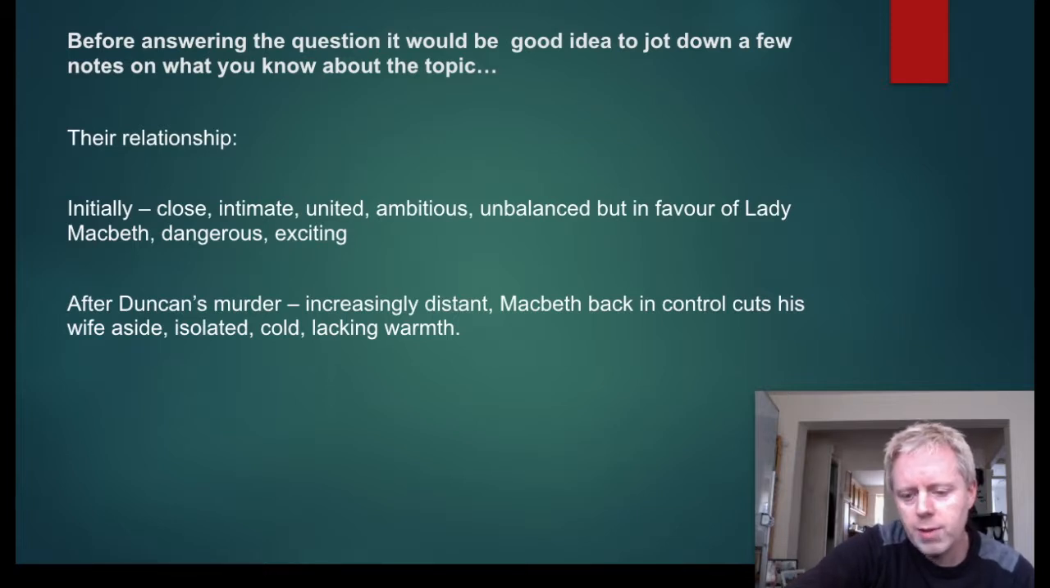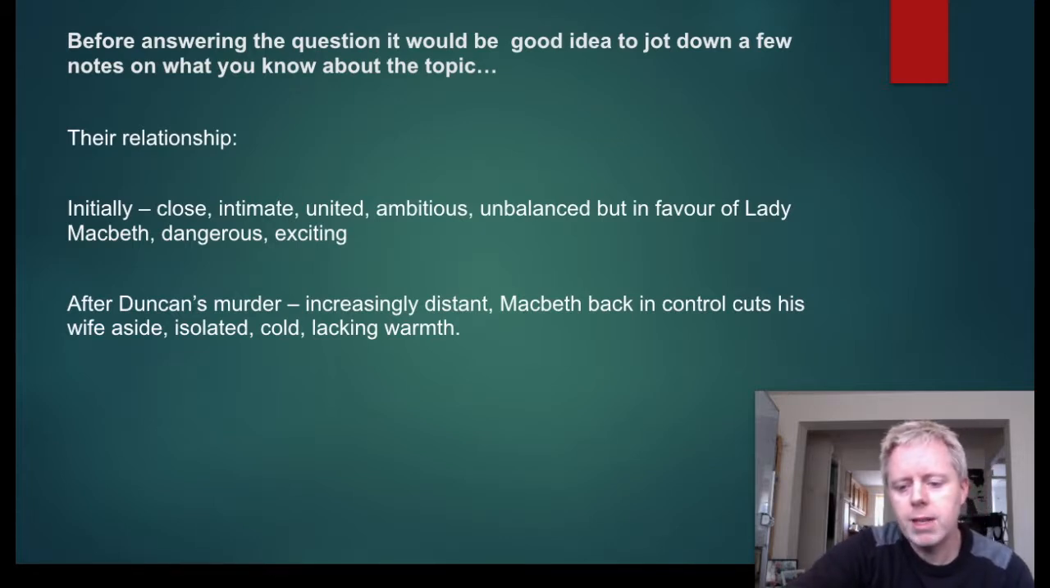So I've broken their relationship into two sections within the play: at the start and then after Duncan's murder, because there is a transformation in the nature of their relationship once Duncan has been murdered. Initially, their relationship is close, intimate, united. They're both ambitious, unbalanced, but not in favour of Macbeth as you would expect. There's a gender role reversal at play at the start of the play, where Lady Macbeth is the dominant one of the two. Their relationship is also dangerous and exciting.